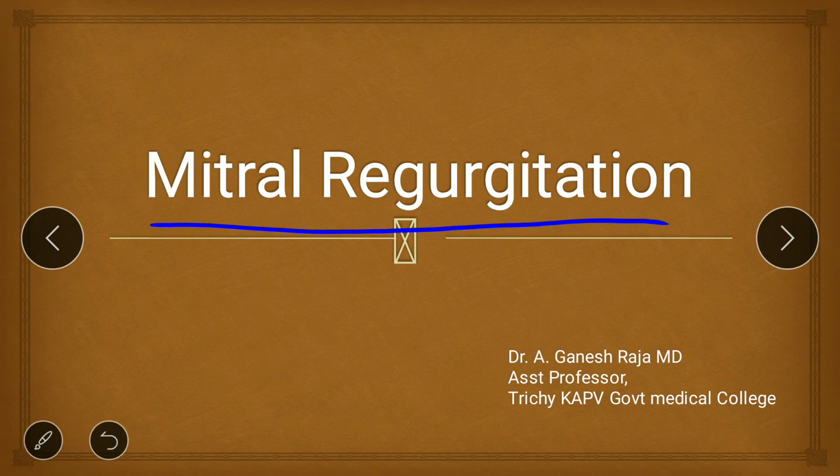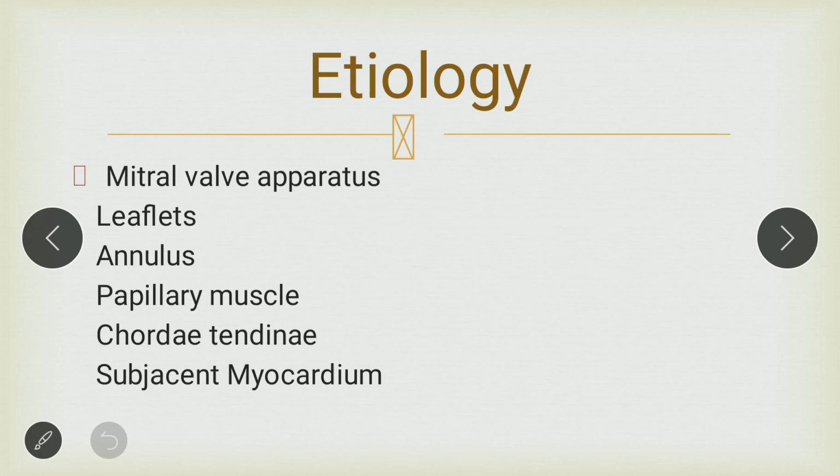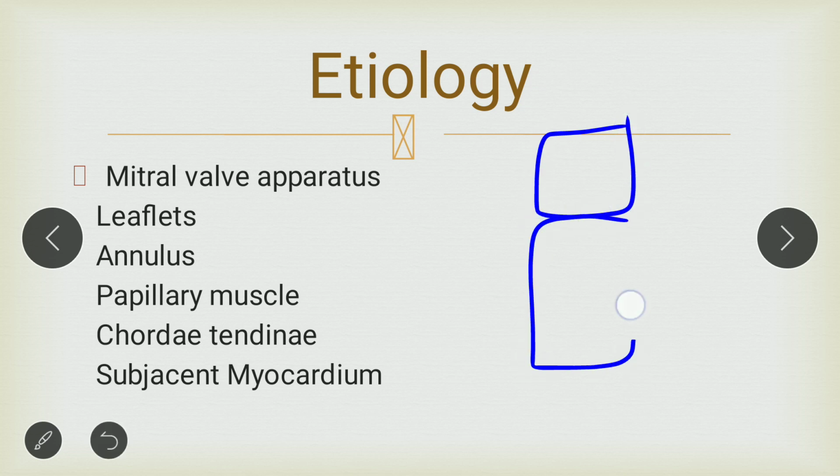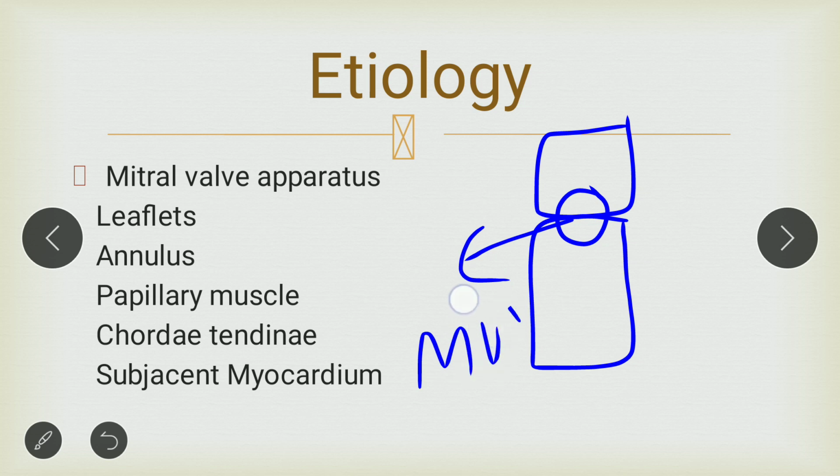Hi, this presentation is on mitral regurgitation for UGs. We know that there is a left atrium and left ventricle, in between which is your mitral valve. When the left ventricle contracts, it pushes the blood out of it. In order to prevent the blood from regurgitating back, the mitral valve closes tightly.